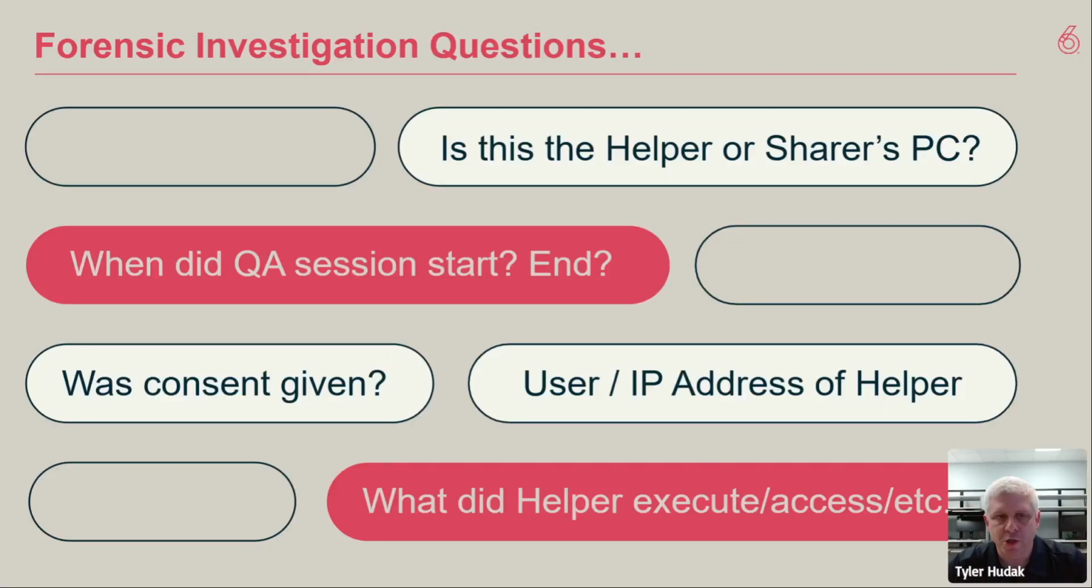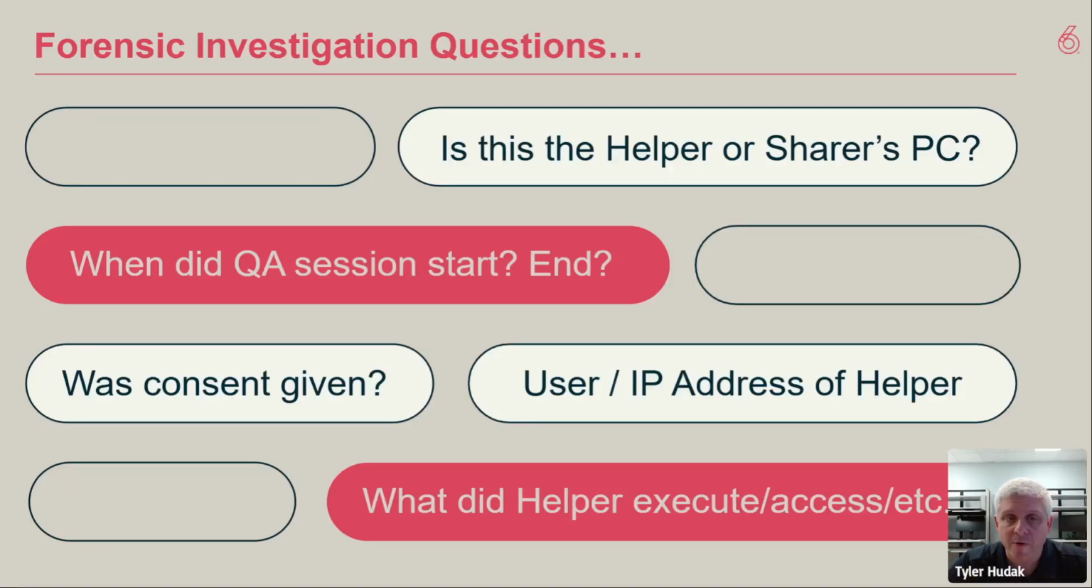One of the most important questions that we want to try to answer is, when did the Quick Assist session start and when did it end? Because those are going to be the time frames in which the attacker had access to the system. Additionally, was consent given? So did the sharer allow the helper to control their system? Remember, in order to do that, the sharer has to click through a button that says, yes, you are allowed to control my system.